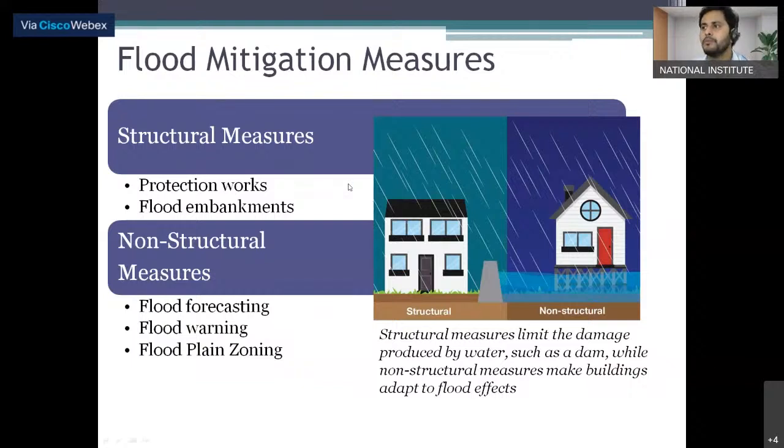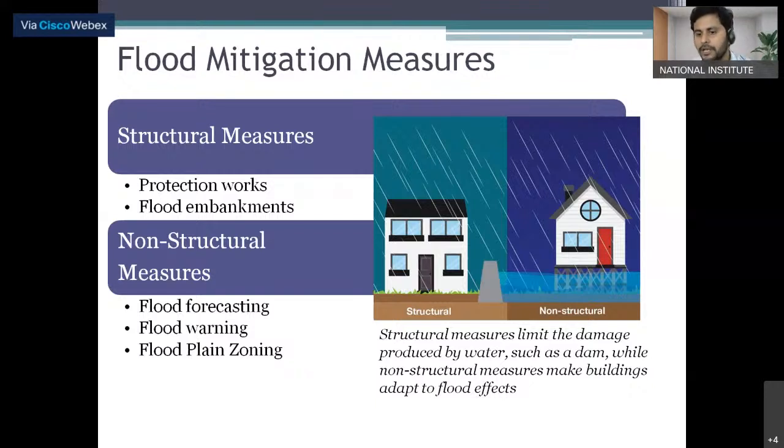If you come to flood mitigation measures, generally we talk about two kinds of measures: structural measures and non-structural measures. If you go for structural measures, you can go for protection works, flood embankments, like our previous speaker Dilun sir said, channelization of canals. That can be a structural measure. And non-structural measures are more about adaptation, like flood forecasting, flood warning, and flood plain zoning.